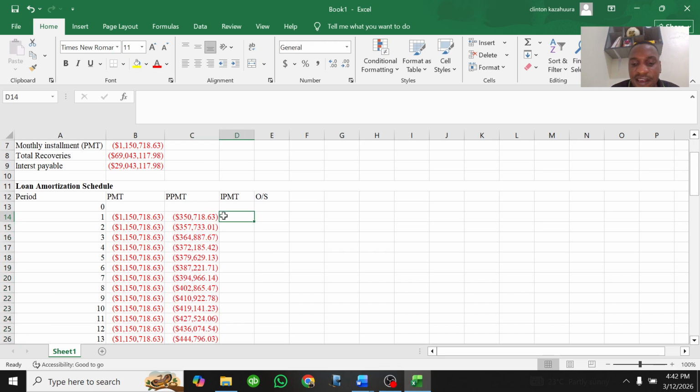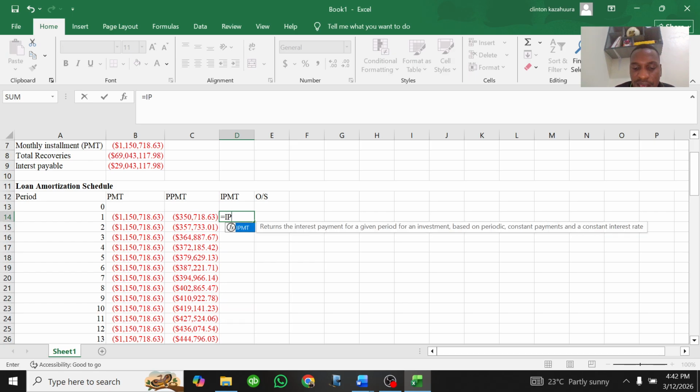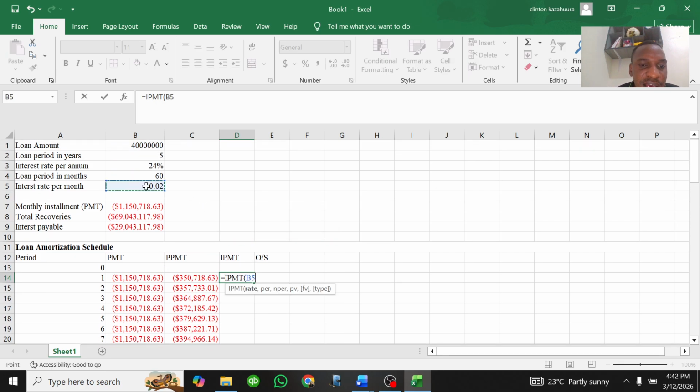The next thing is interest payment. The formula is still simple, equal to IPMT. I open brackets. When I open brackets, they're asking me what is the rate. I put in the rate, I put a comma. The period, this is the actual period that we are dealing with, so that will be 1, comma. The number of periods will be 60. I put a comma. They're asking me what is the present value. It is still 40. I put a comma. Then what is the future value?